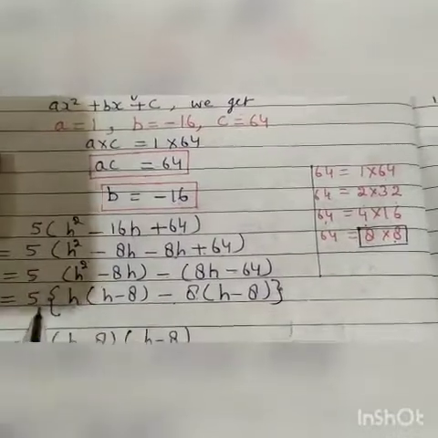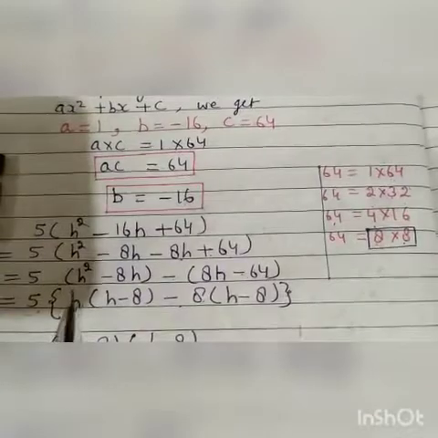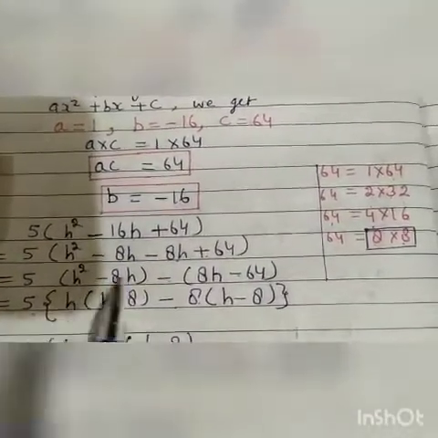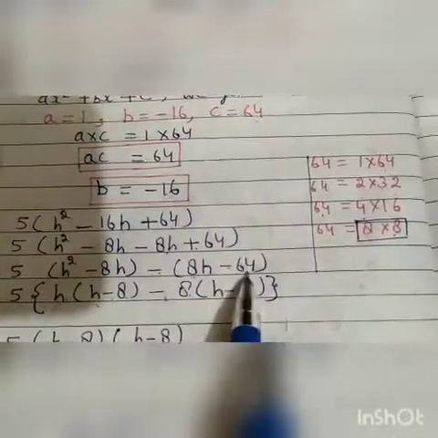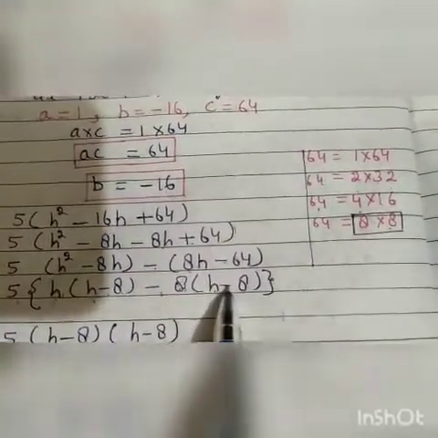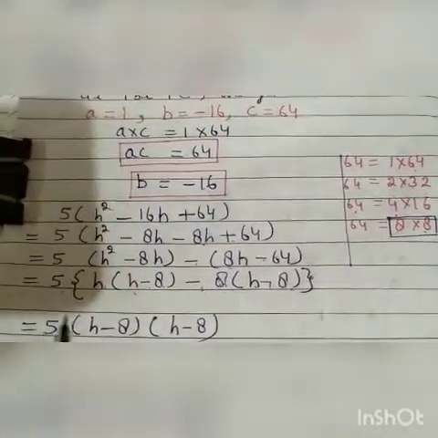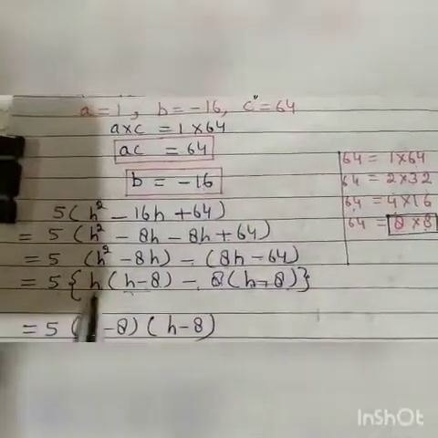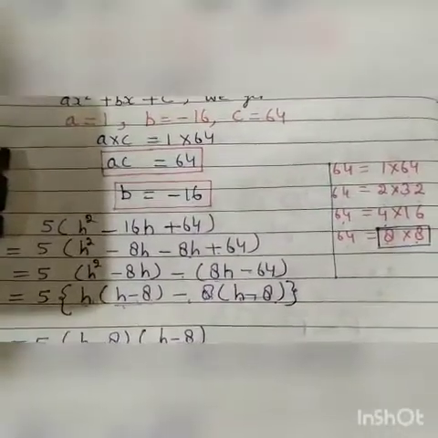Now from these two terms take h as common factor, then what will be left here? h minus 8. From these two terms we can take common 8 as minus 8, so h left minus 8, 8 into 8 is 64. Now taking h minus 8 common, from the first term h is left, then minus 8 is left.